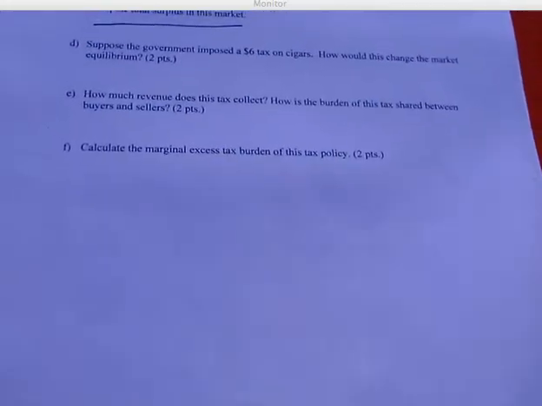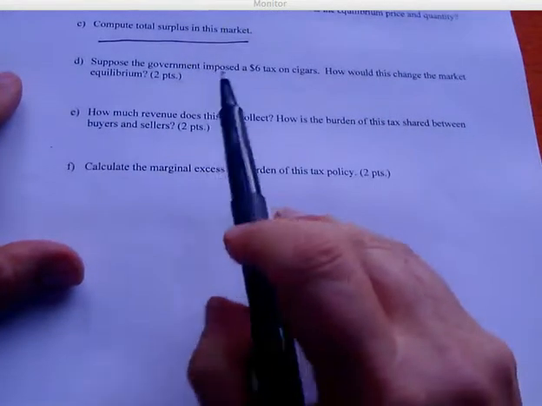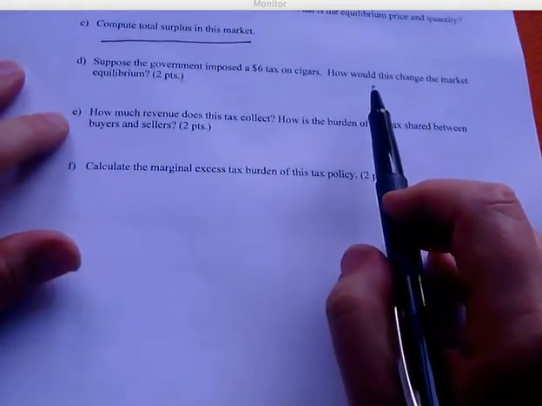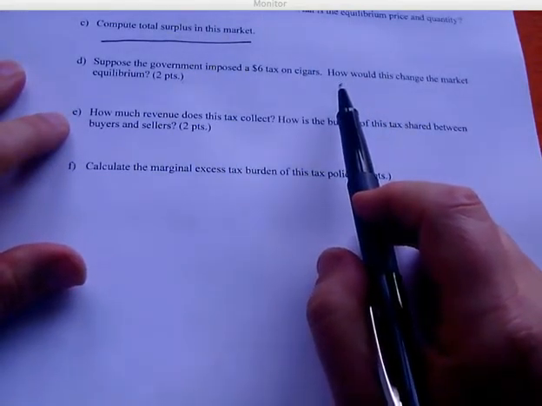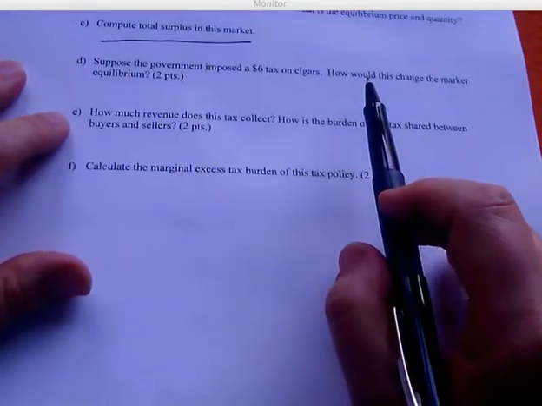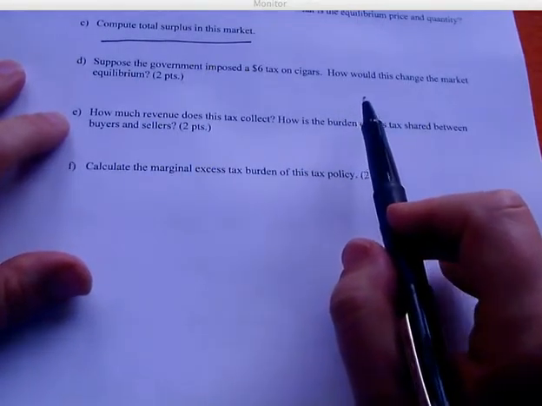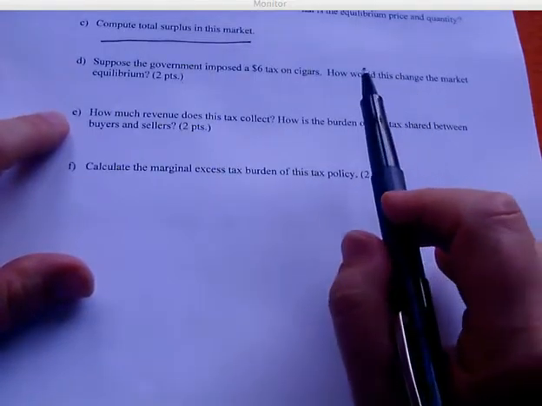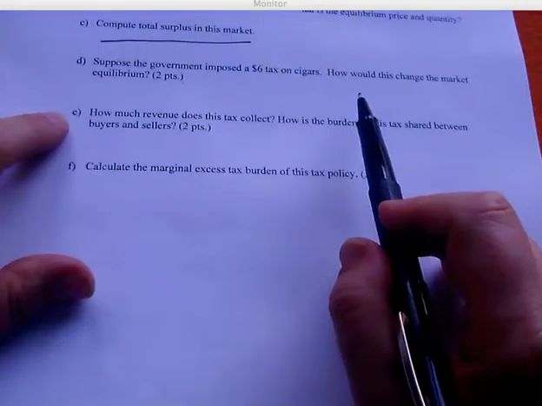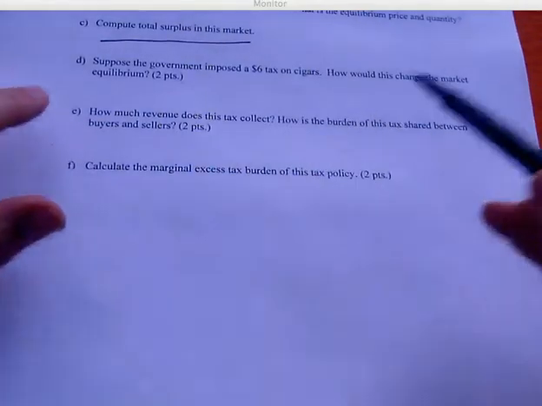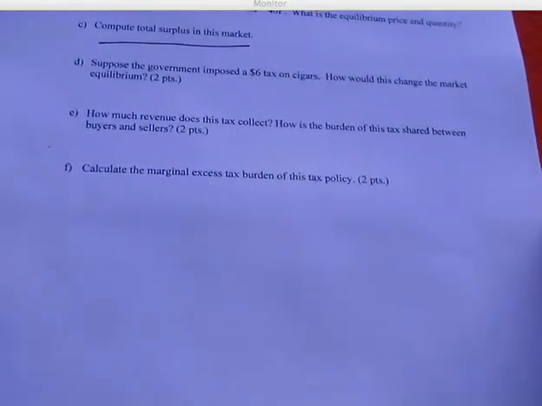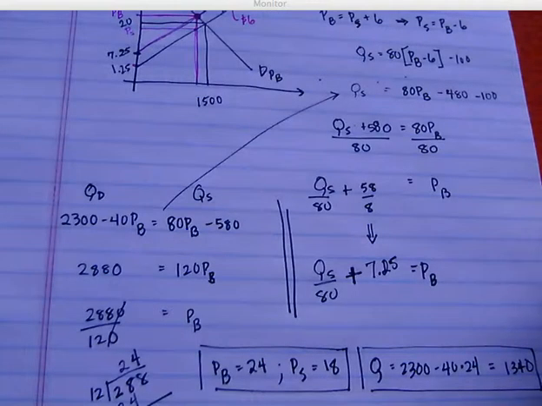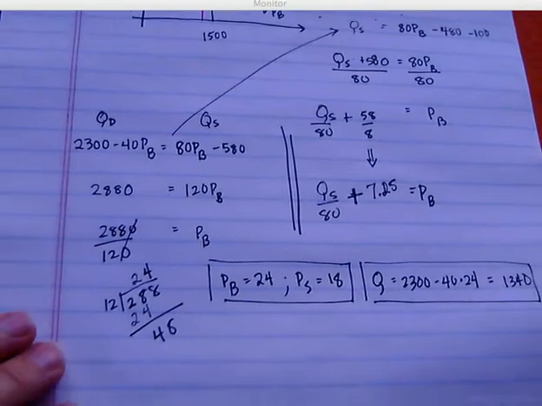All right, so we know how the market changes. We know that the price increases for the buyers from $20 to $24, and it drops for the sellers from $20 to $18. And overall, the quantity drops from 1,500 to 1,340. Okay, so we know that. How much revenue does the tax collect, and how is the burden of this tax shared between the buyers and sellers?